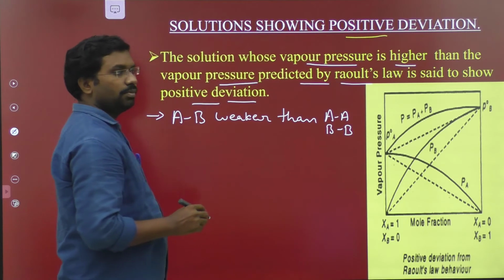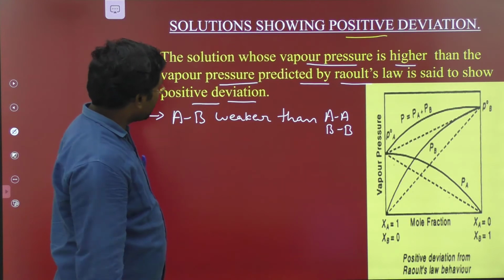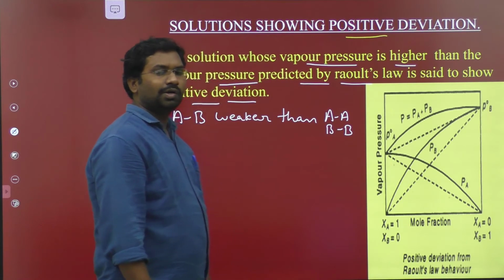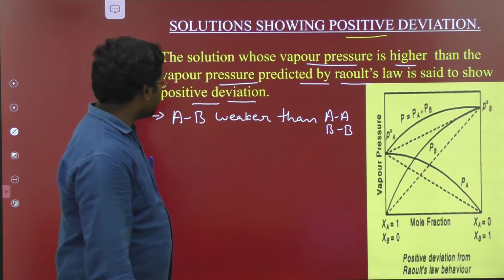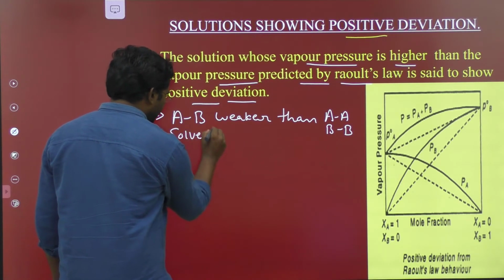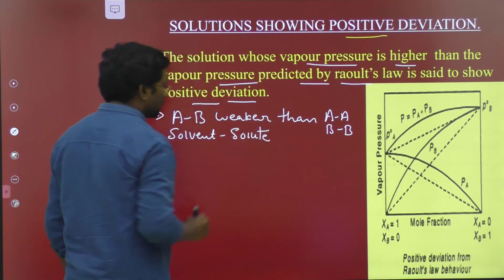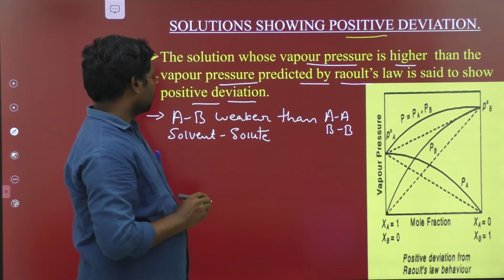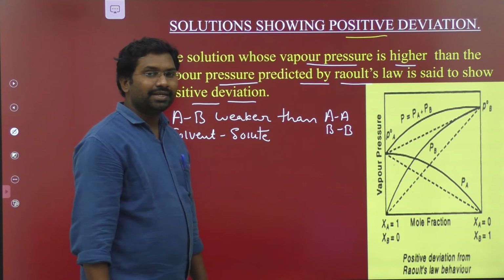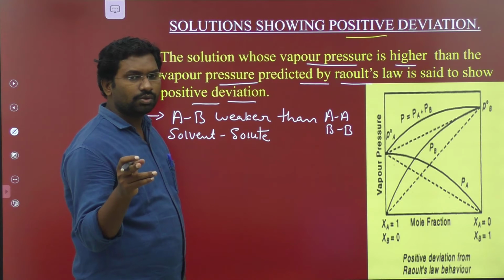You know that very well. What is meant by AB? The interaction between the solvent and solute is weaker than the interaction between the solvent molecules and between the solute molecules. So what happens when the interaction is weaker between solvent and solute molecules? Here the important thing is that the interaction between the solvent and solute takes place when a weaker bond is present between the solvent and solute molecules.